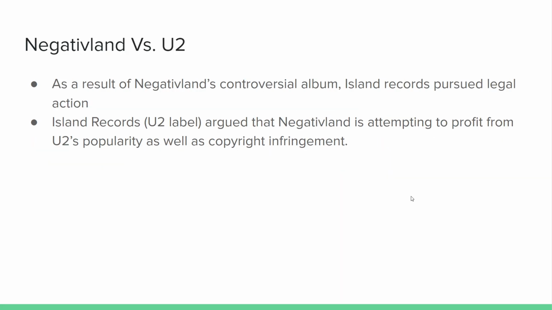So as a result of this controversial album, Island Records, who is representing U2, the band, they pursued legal action. And they argued that the band Negative Land is attempting to profit from U2's popularity as well as copyright infringement, which honestly, it totally makes sense. I mean, they're using their music and their interviews in their recordings. And the album cover itself, I mean, it looks like a U2 album that is called Negative Land. So it's misleading.